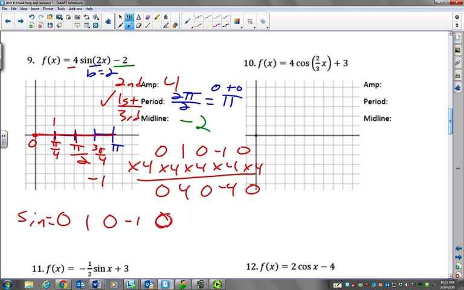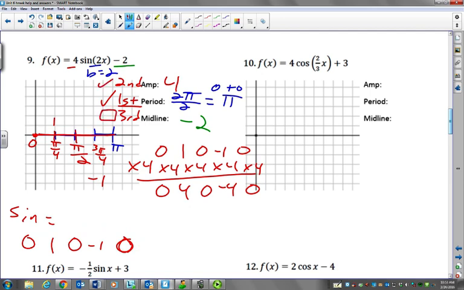Down as far as -4. Okay, so next we're going to go ahead and do our midline now. And so that's done. So now to do our midline next, we want to put a check mark there. We're going to minus 2 on each one of these sine values.